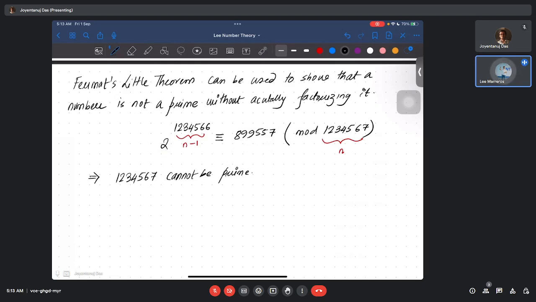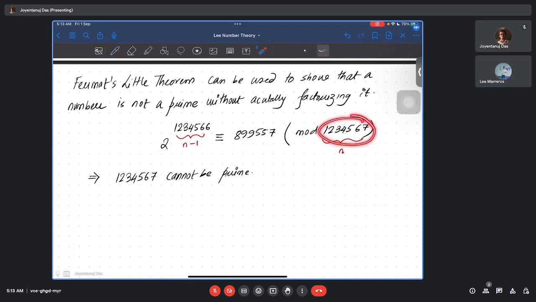So you're saying we want to prove that 2 to the power of 1234567 is not a prime? No. You suppose this number is given to you, 1234567, and you want to check whether it is a prime or not, right? Yes, but getting prime factorization for a large number is difficult, right? So here we are using Fermat's little theorem because of that.